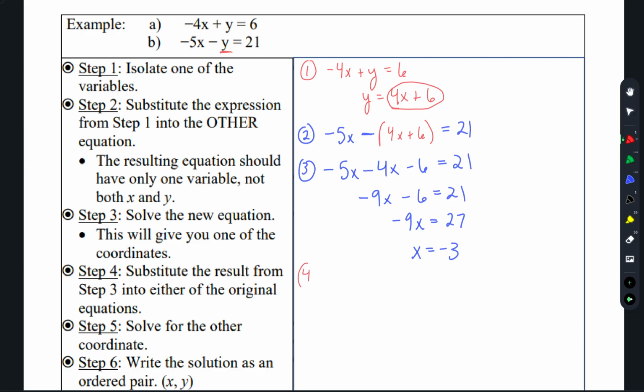Then plug it in the same place. For the y, you get to pick any of these. You could pick this one, this one, this one. You could pick any equation with x and y in it. So it's just whichever one is your favorite. I might just do that top one, -4x plus y equals 6. Or you could do the one that's solved. It doesn't matter. So you're going to plug in the -3.